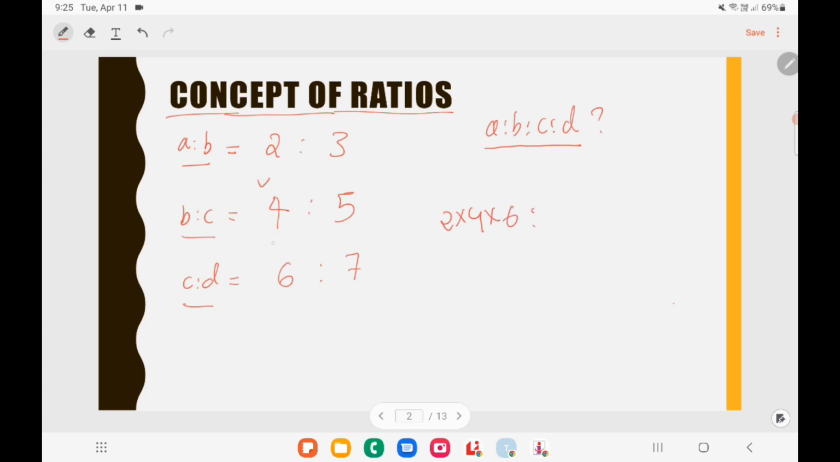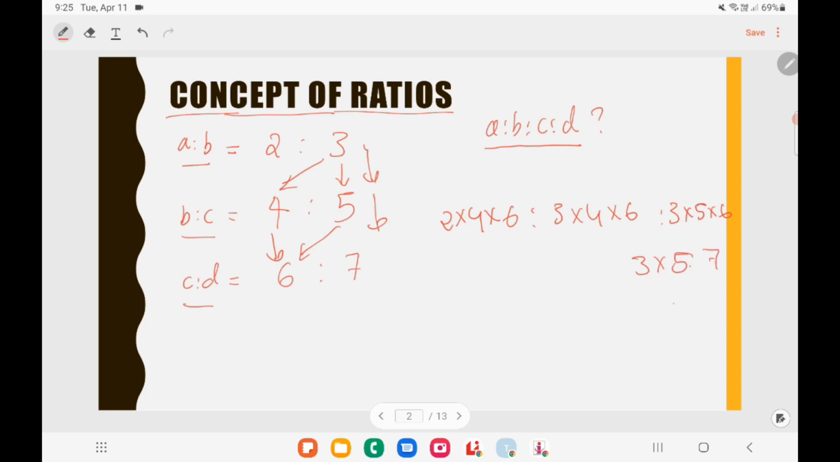Then you need to multiply like this: 3 into 4 into 6. Then you need to multiply like this: 3 into 5 into 6. Then you need to multiply like this: 3 into 5 into 7. So this will be the ratio.